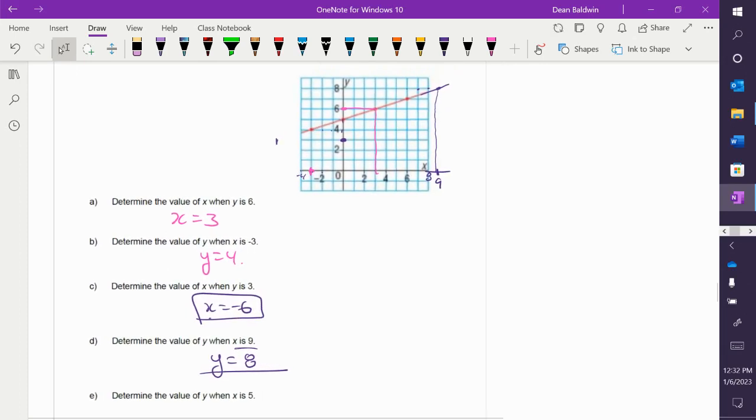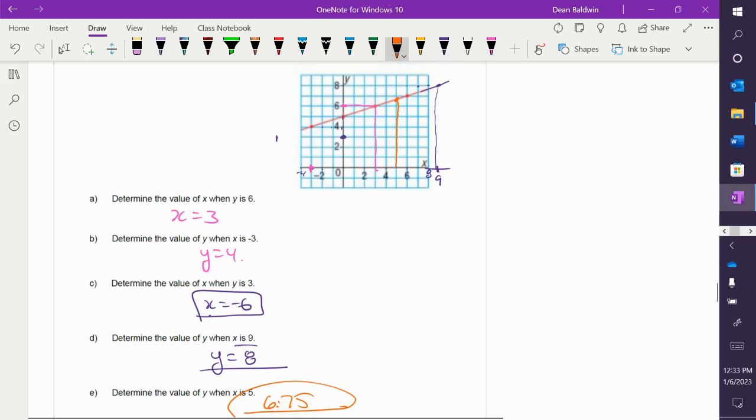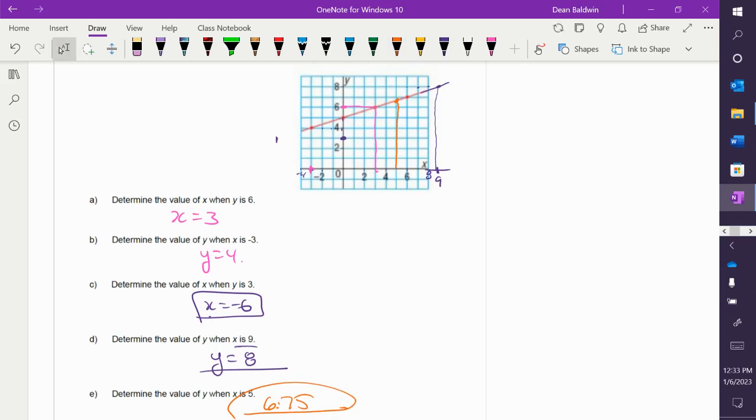And final one, x is 5. What is y? You can guesstimate that. What's it? 7? Be slightly less than 7, I would say. 6.5, 6.75. That's it. That's extrapolation and interpolation.